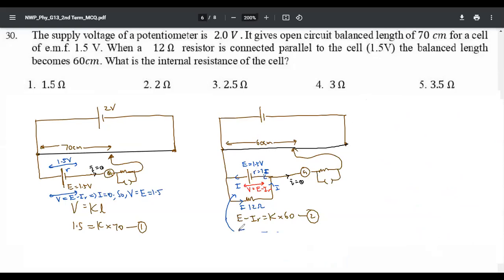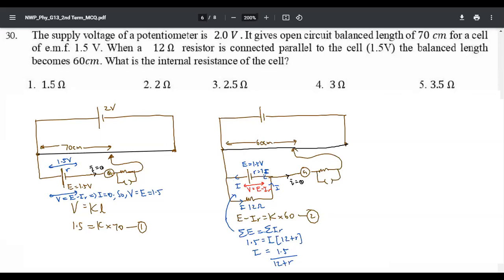Sigma E equals sigma IR. That current is flowing through 12 ohm as well as the internal resistance. Therefore, for sigma E, you will put 1.5. Current is I, we don't know. Into for resistance, you have to put 12 plus simple R as well, because simple R is also there in that circuit. Current has to go through that internal resistance of the battery also. So I should be written as 1.5 divided by 12 plus simple R.